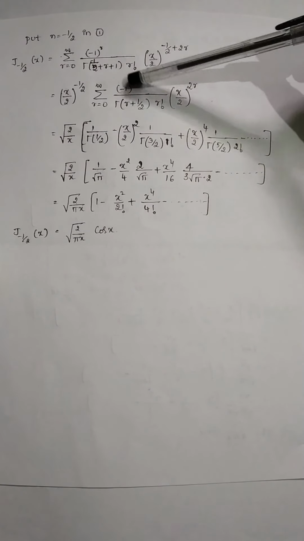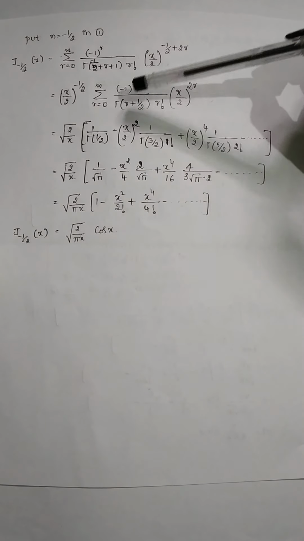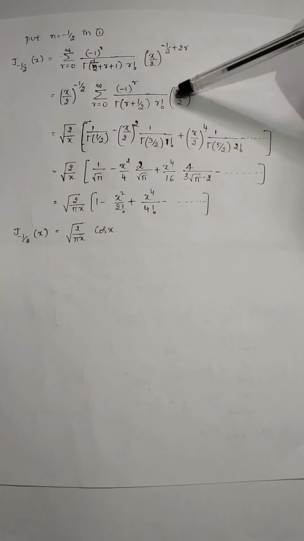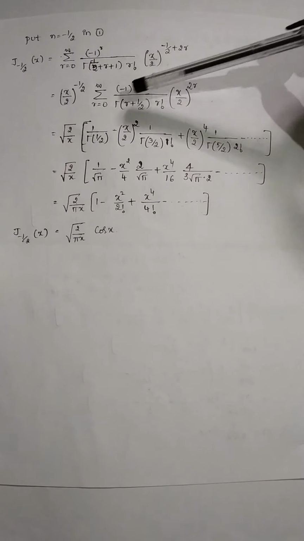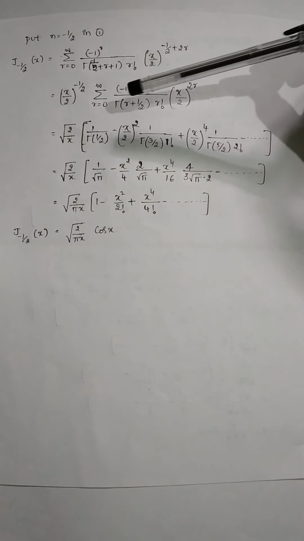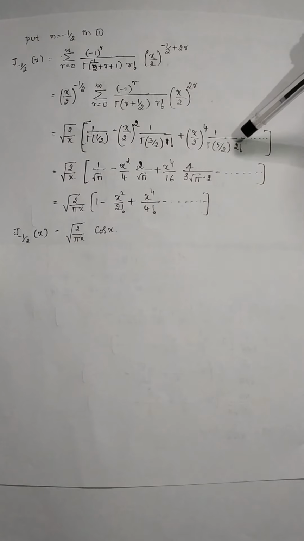After expansion, that is when you put r is equal to 0, you will get 1 divided by gamma of half, and 0 factorial is 1. Here also 1, and x by 2 to the power 0 is 1. So you will get gamma of half in the first term in the denominator. When you put r is equal to 1, you will get the second term, r is equal to 2, the third term, and so on.